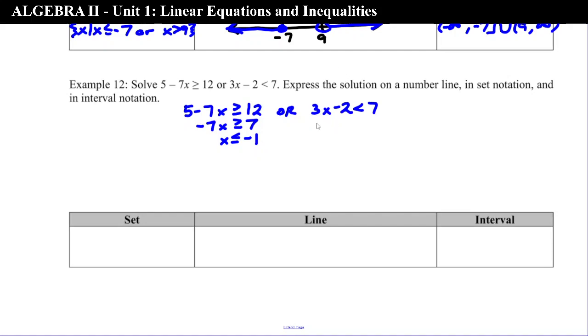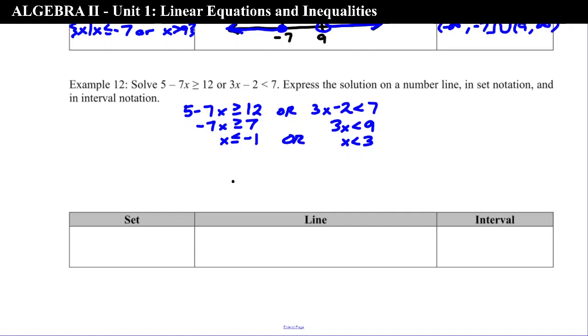All right, let's move on to the other one. We're going to add 2 to each side, so we get 3x is less than, adding 2 to 7 gives us 9. And then x is less than 3 when we divide each side by 3. And the OR comes along.